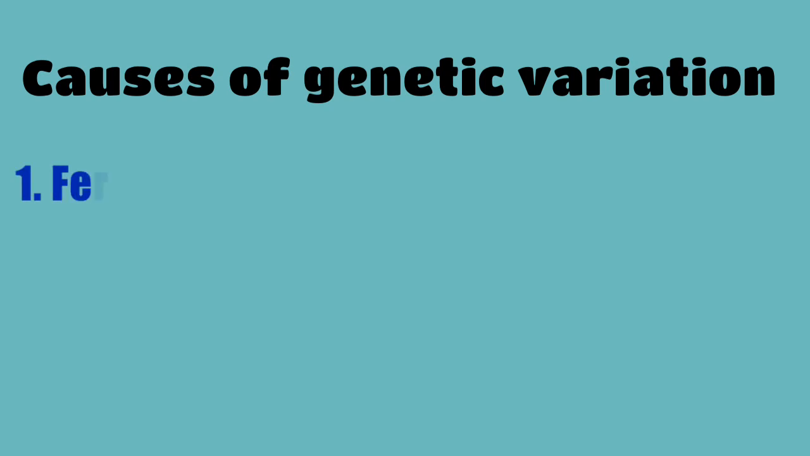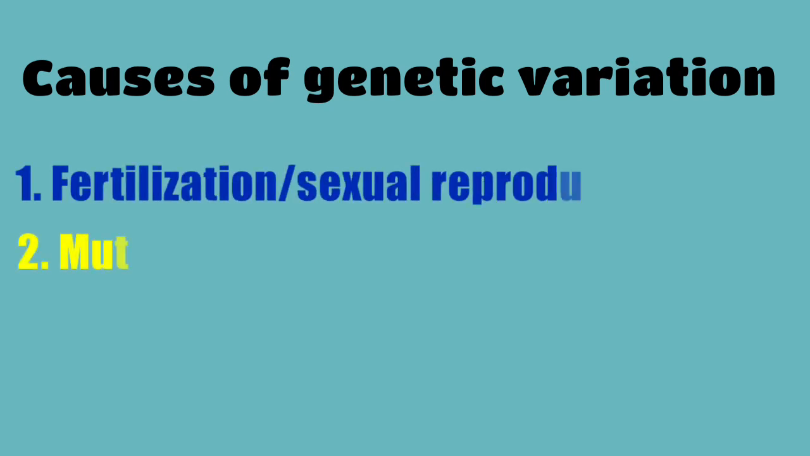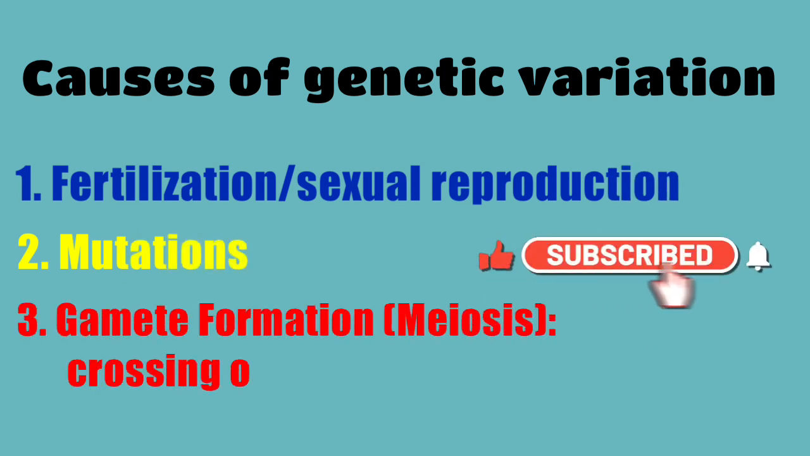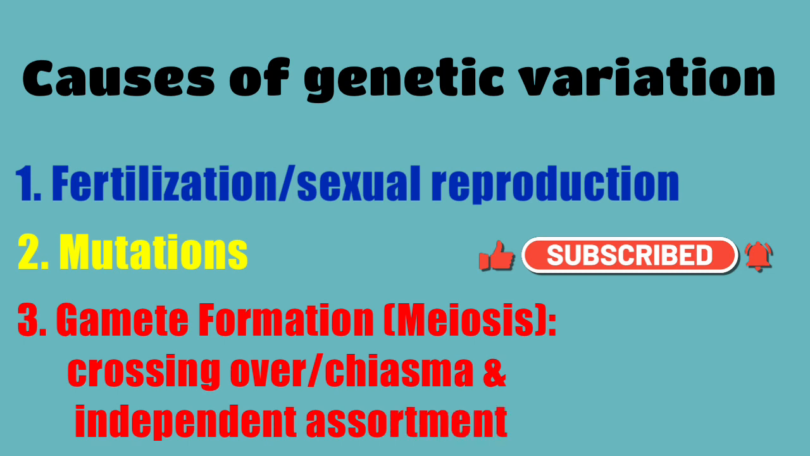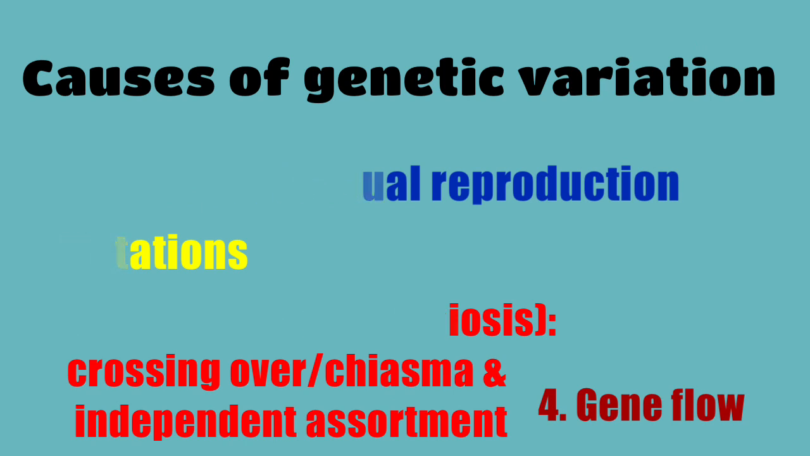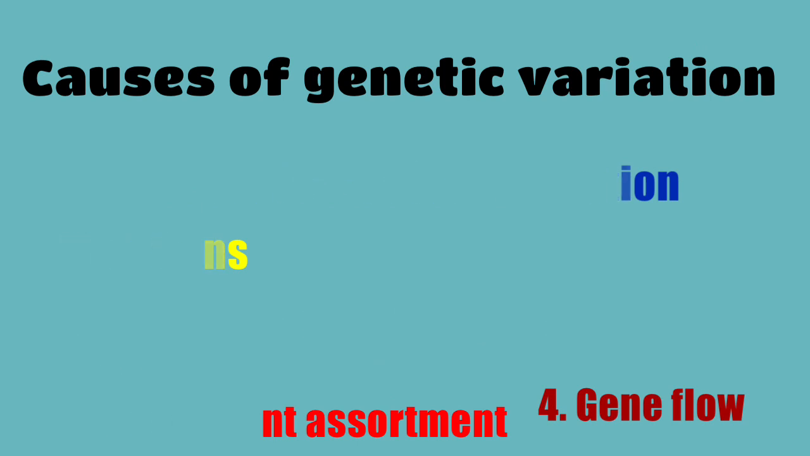Well, fertilization is one of them, or sexual reproduction, if you like. Mutations is another one. And we have gamete formation through crossing over and independent assortment in gamete formation. And then we have the gene flow, which is mainly observed in plants.